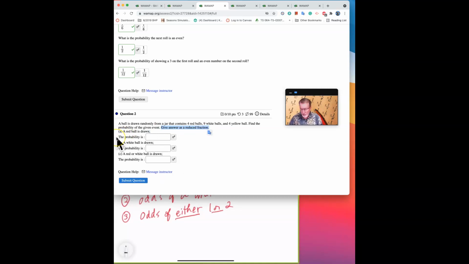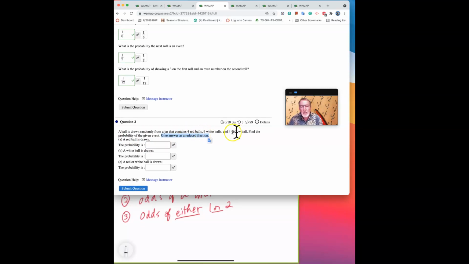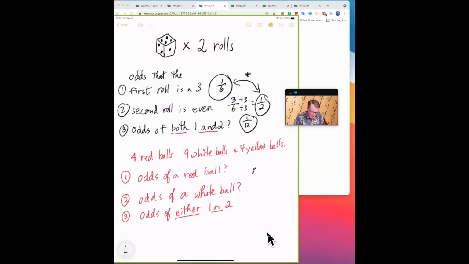So for the probability of drawing a red ball, we are going to add 4 plus 9 plus 4. That gives us 17. So 17 is going to be our denominator. Let's go look at the tablet. We've got something over 17, something over 17, and something over 17. And the odds of it being a red ball, well, we had 4 red balls, so we have 4 chances out of 17 of getting a red ball. The odds of a white ball, we had 9. There's 9 chances of getting a white ball.